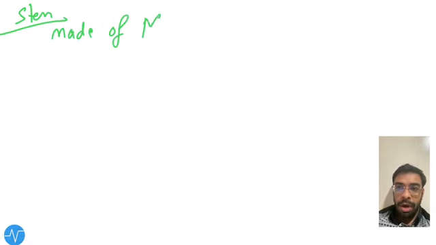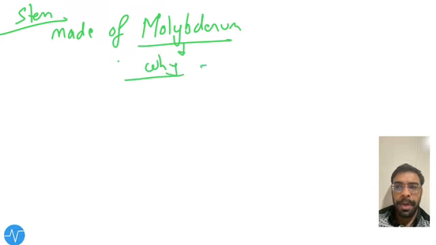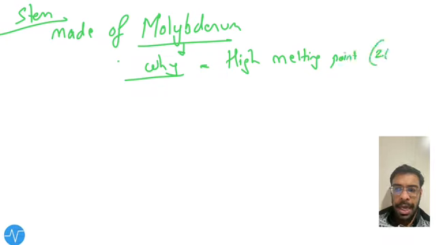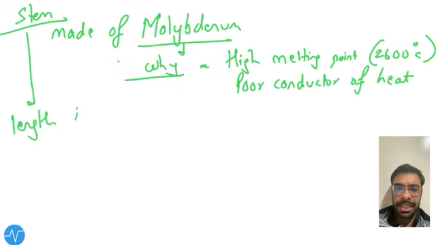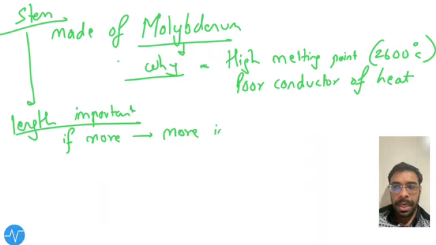Stem of rotating anode. It is made up of molybdenum. Now why molybdenum? Because it has a high melting point. What is the temperature? 2600 degrees Celsius. Remember, 3370 tungsten, 1070 copper, and 2600 degrees Celsius for molybdenum. It is also a poor conductor of heat.